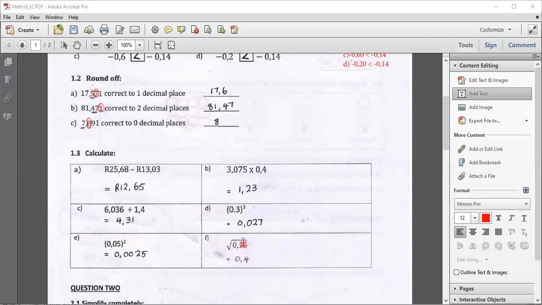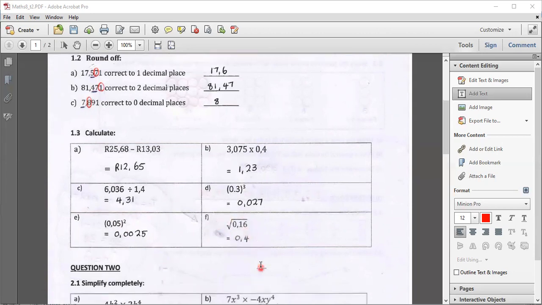Here we divide by 2. So we have 2 decimal places here. Multiply by 2 means 4 decimal places. We have 2 decimal places here. Now you divide by 2 because this is square root. That's 1 decimal place as your answer. Remember, you can check your answers with your calculator.